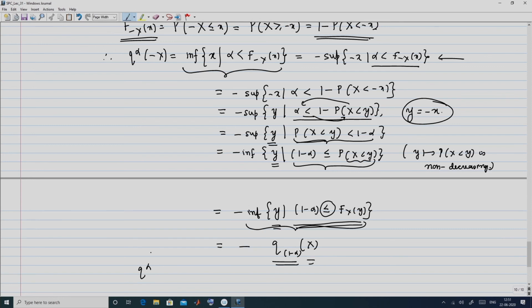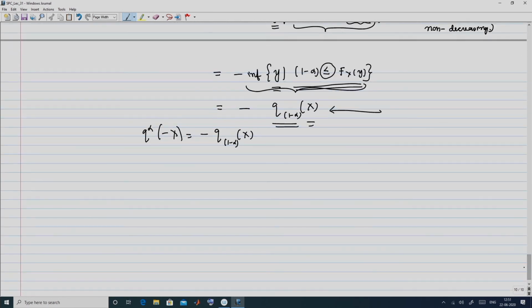So, starting from here we have arrived here. You get q alpha of minus X, the upper quantile of minus X, is nothing but the lower quantile 1 minus alpha of X with a negative sign. So, this proves the fourth result.